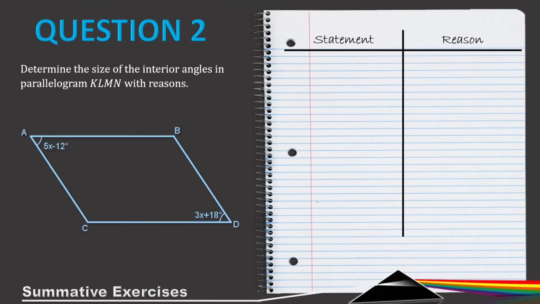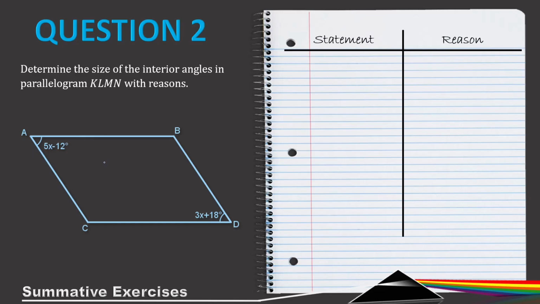Now for question 2, this is quite easy actually. It says determine the size of the interior angles of the parallelogram KLMN with reasons. Now just be careful to read the question properly. They say we have to determine the size of the interior angles. That means all the angles A, B, C, and D. Okay. I actually made a mistake once of just calculating x and leaving it there.